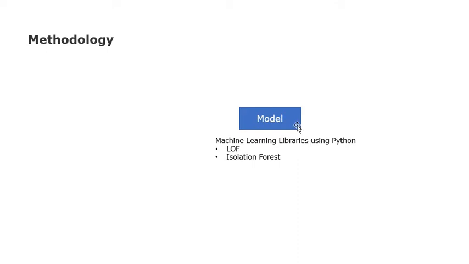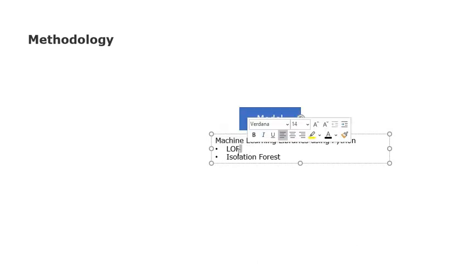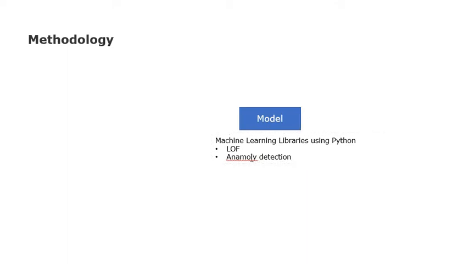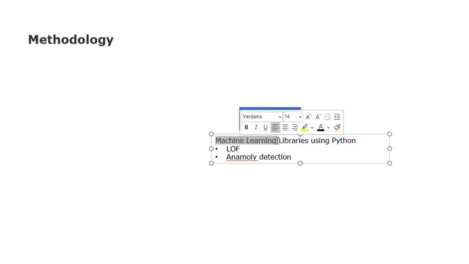The first step in our project is to develop a model, making use of the Python programming language and a lot of the machine learning libraries available. Our model will make use of 2 algorithms: the anomaly detection algorithm and the local outlier factor algorithm. Using Python and the machine learning libraries, we are going to use these two algorithms to develop a model.